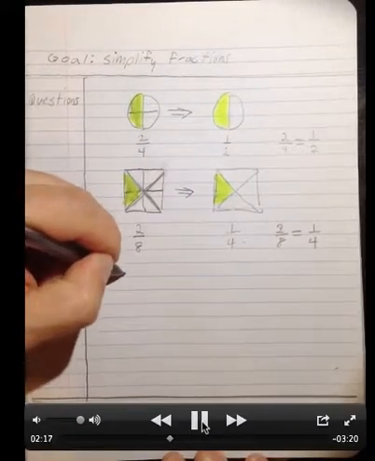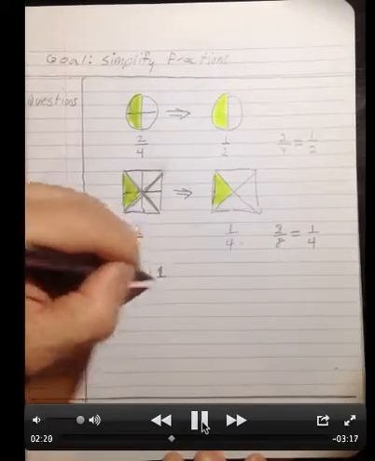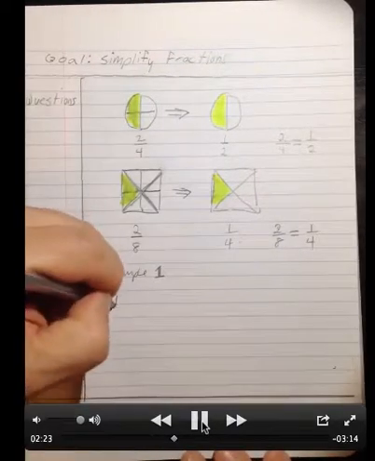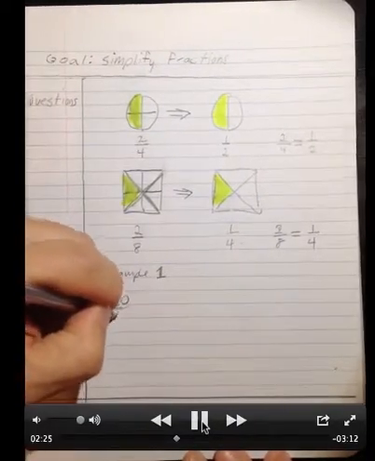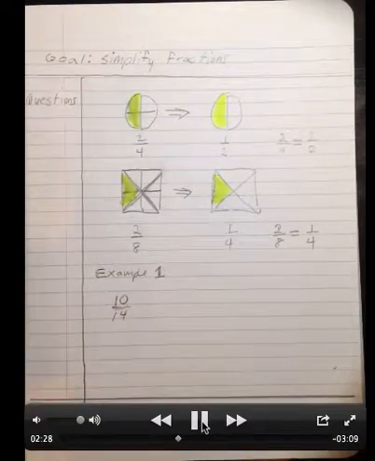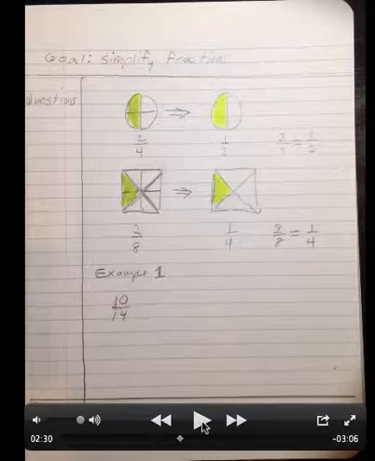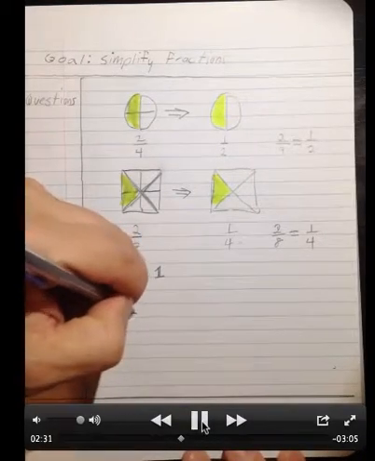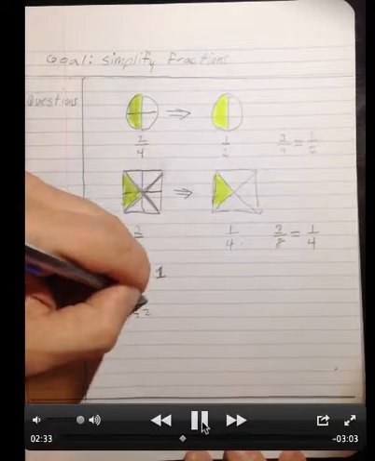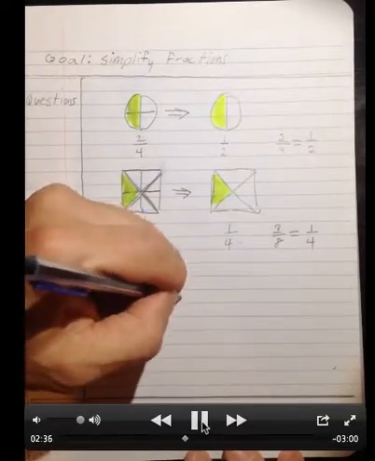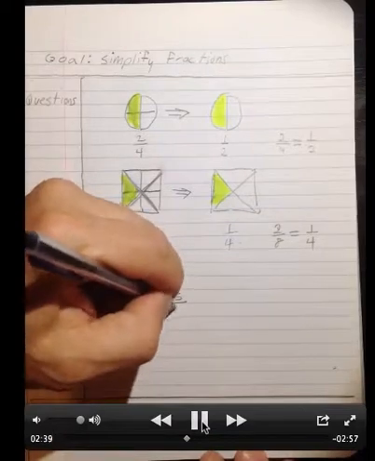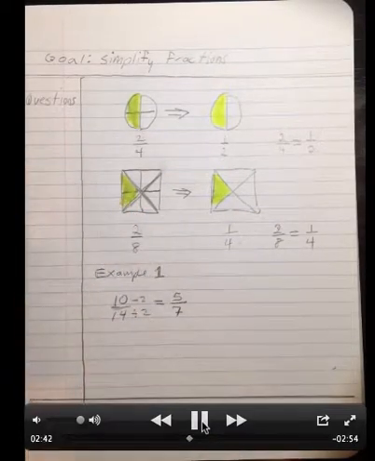So here is example 1. Example 1, we're going to simplify 10/14. Now I'm going to hit pause because we're not going to draw a picture of this. We're going to look for a number, a factor of both 14 and 10. 2 is a common factor of both 10 and 14. We can divide both the numerator and the denominator by 2, and it simplifies to 5/7.